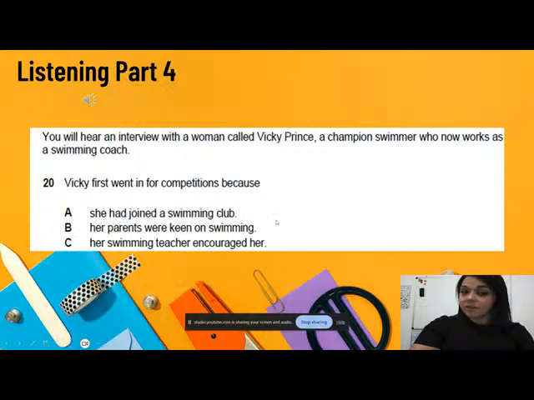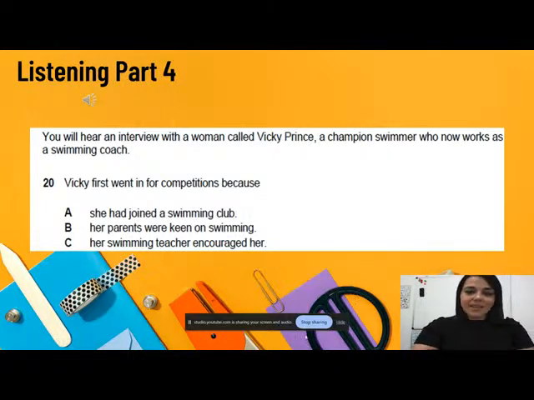Okay, she mentioned all of these three things. She mentioned that she joined a swimming club, but that was later. What we're looking for was that her swimming teacher encouraged her to participate in these competitions.